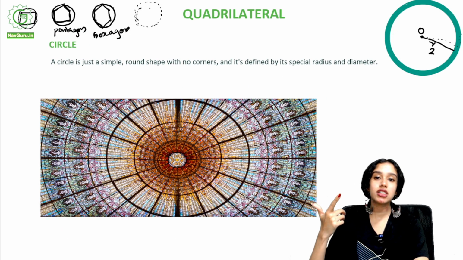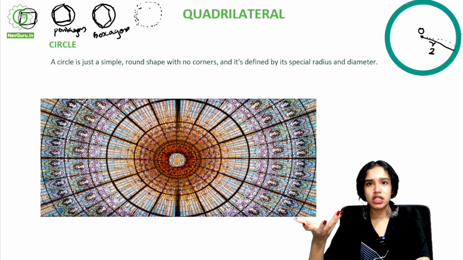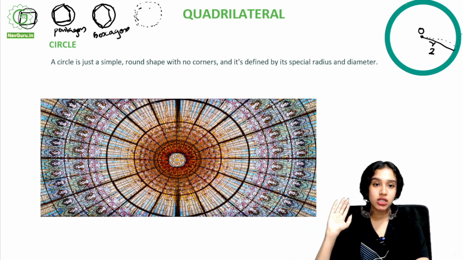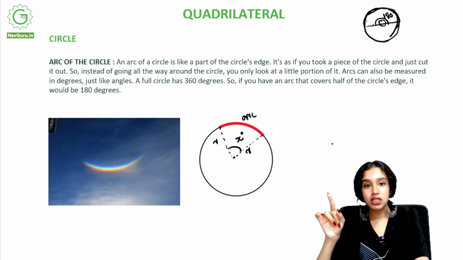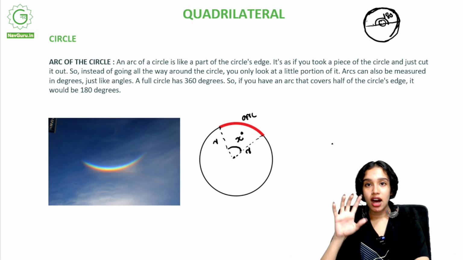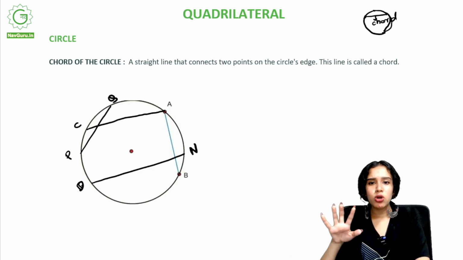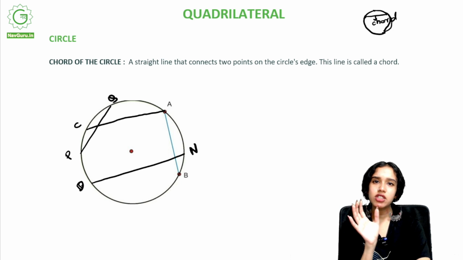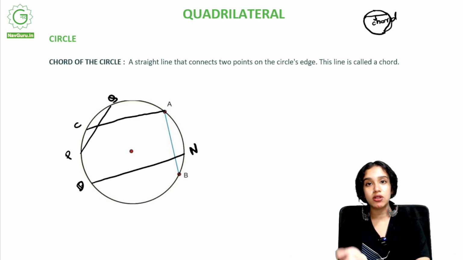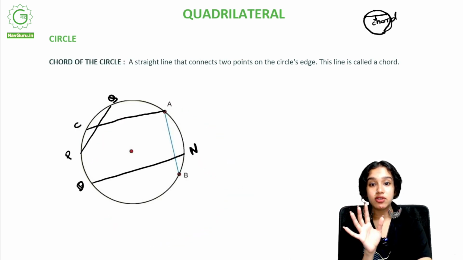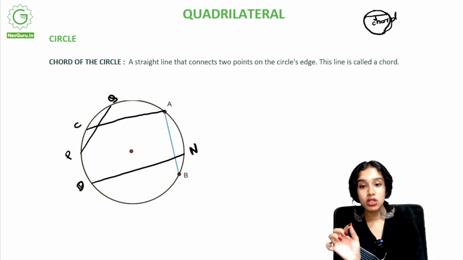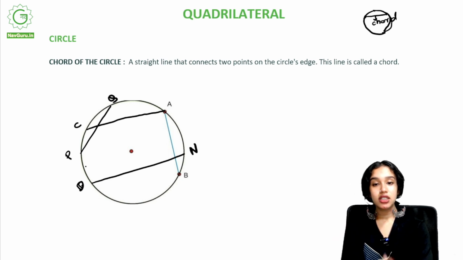Then we talked about circles. Circles have n vertices, which is the maximum number of vertices we can have. A circle has a specific radius and diameter. An arc of a circle is a part of the circle's edge, and an arc can be measured in degrees. A chord is a line which joins two points on the circumference of the circle. Then we talked about a special type of chord, which is a diameter. A diameter passes through the center of the circle.